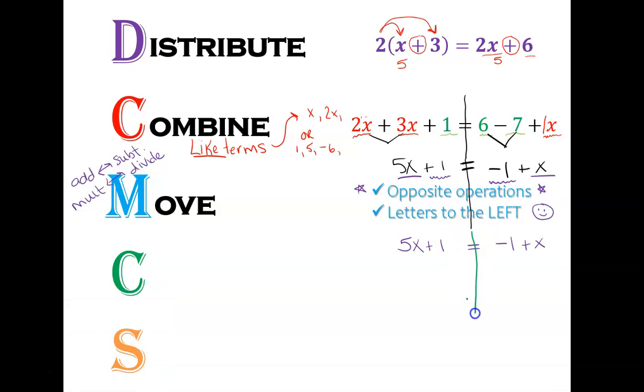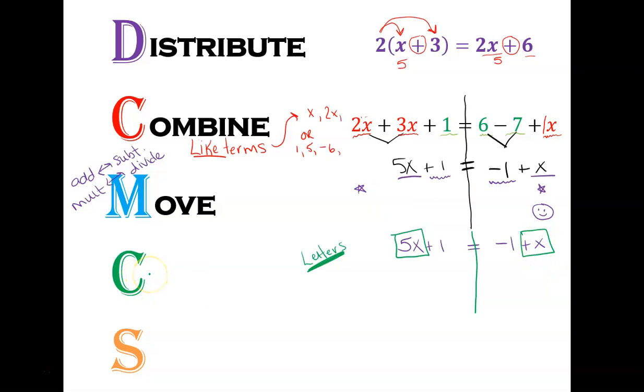If I want to move my letters to the left, that means that anything that has a letter in it, specifically in this equation, it's an x. Anything that has a letter in it, so this term and this term, I want it to be on the left side of the equation. That's what I want. That way I'll be able to make sure that I have all my letters on one side, and then once they're on one side, I can combine them.